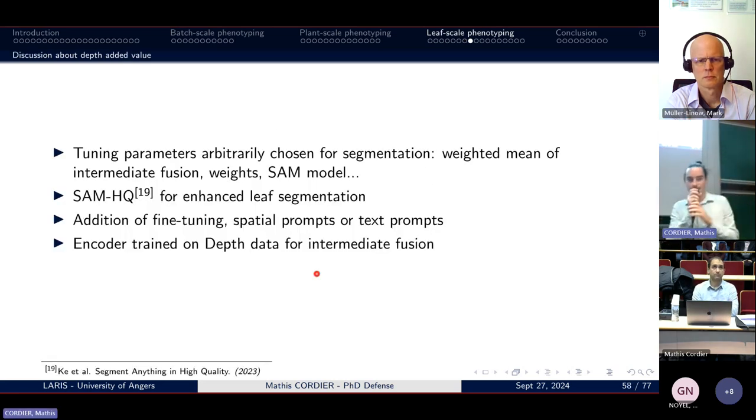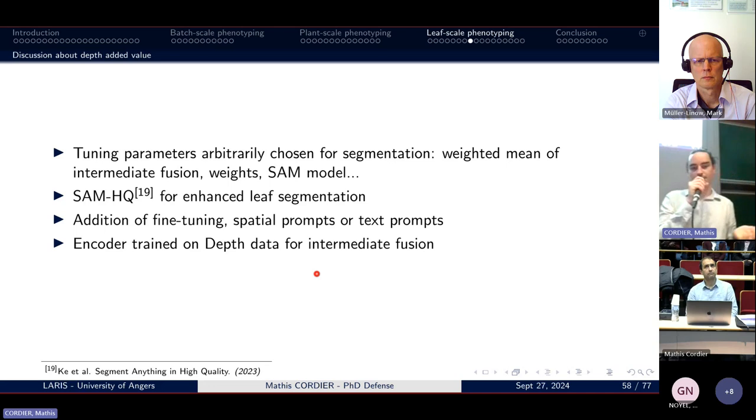We assume here that we have chosen arbitrarily some parameters like the weighted mean in intermediate fusion and the weights themselves. But we can tune these parameters to obtain better results. And we can also see the SAM model itself as a parameter of the model, because we now have new model variations of Segment Anything, like SAM HQ, which is the high quality Segment Anything model.